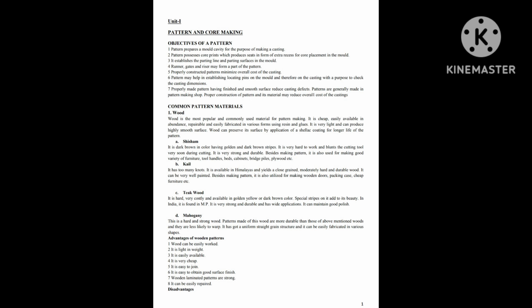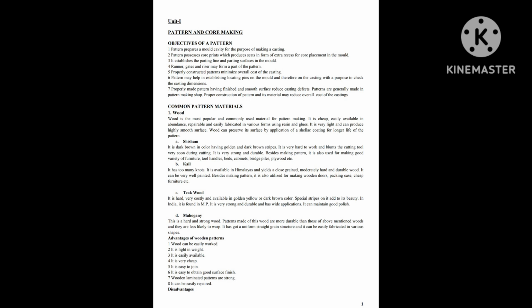A. Shisham. It is dark brown in color having golden and dark brown stripes. It is very hard to work and blunts the cutting tool very soon during cutting. It is very strong and durable. Besides making pattern, it is also used for making good variety of furniture, tool handles, beds, cabinets, bridge piles, plywood, etc.